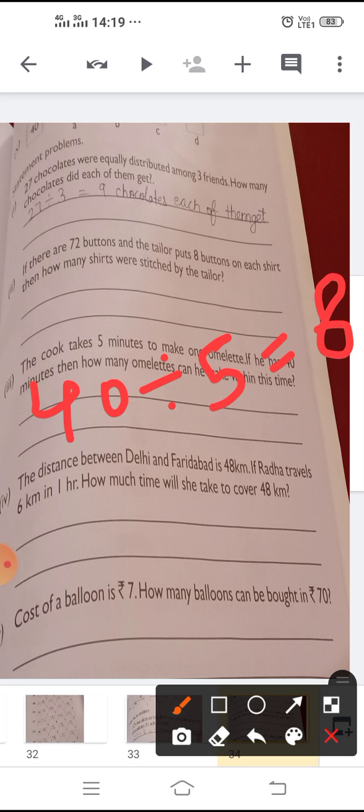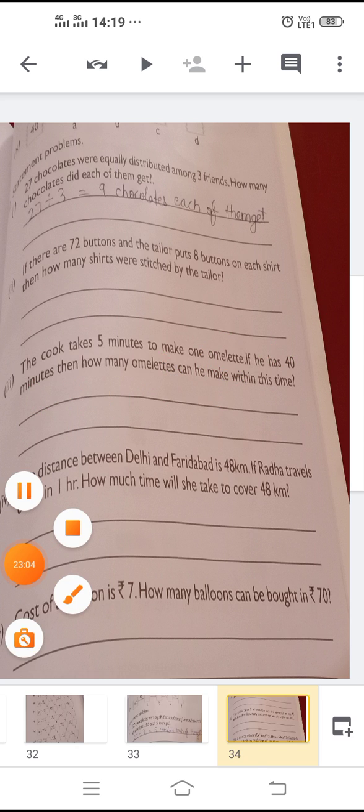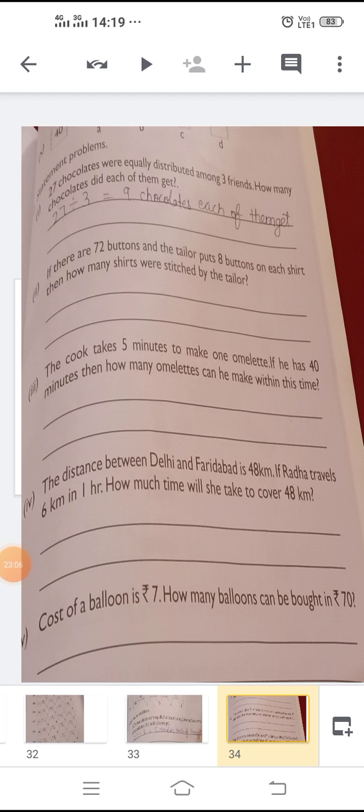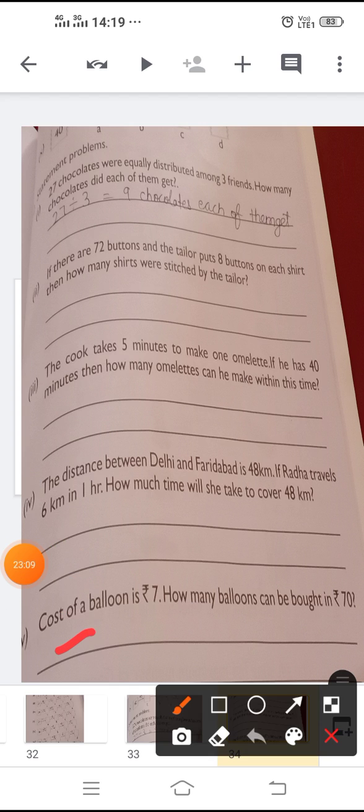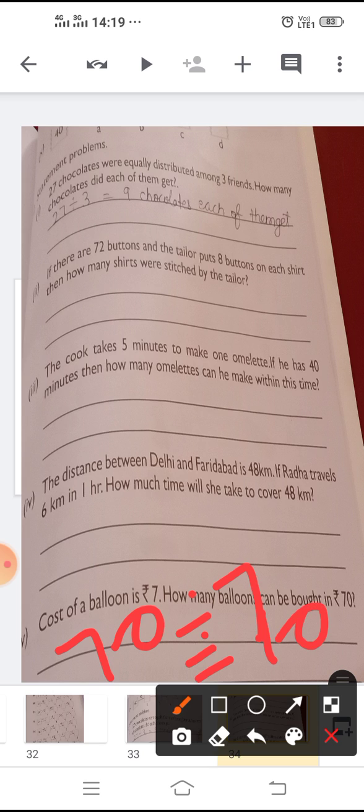Now last, cost of balloon is ₹7. How many balloons can be bought in 70 rupees? So cost of balloon is 7. 70 divided by 7 is equal to 10. Means one balloon cost is 7. So how many balloons can be bought? 10 balloons he can buy in 70 rupees.